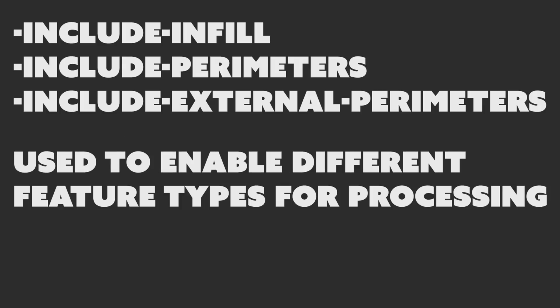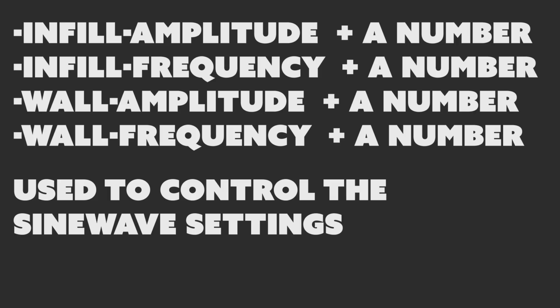Okay, now let's first look at all the parameters before we install it. Minus include infill, minus include perimeters, minus include external perimeters are here to enable different feature types to be processed. Minus infill amplitude, minus infill frequency, and minus wall amplitude and minus wall frequency are here to control the sine wave for both the walls and the infill.